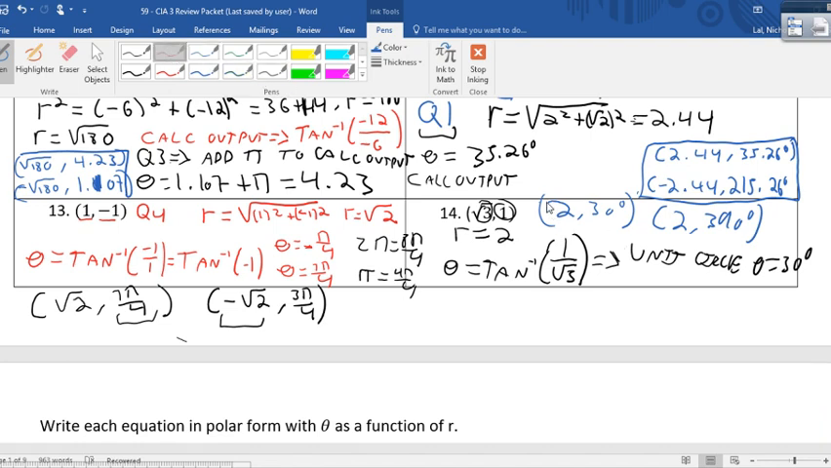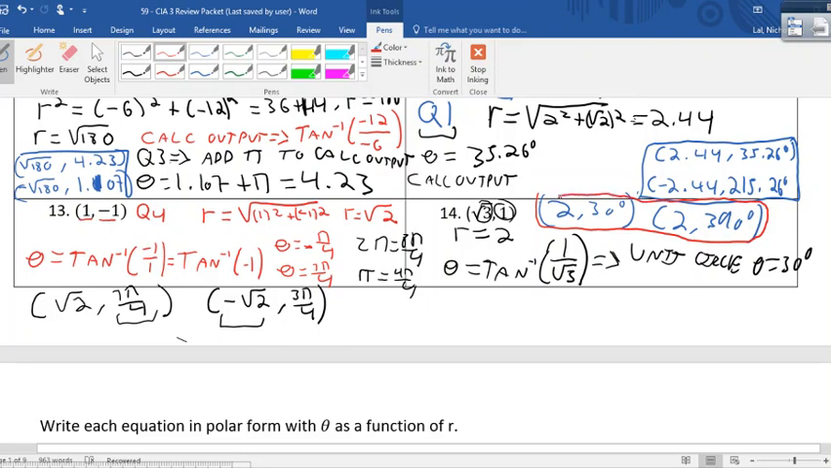All right. So that is all of converting from rectangular coordinates to polar coordinates.